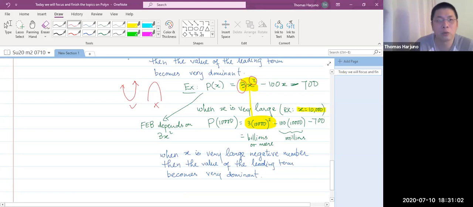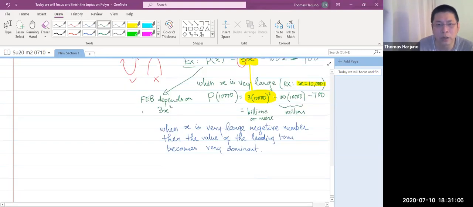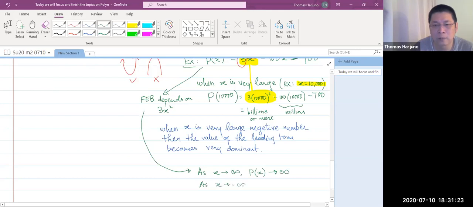Okay. In other words, borrowing these examples here, as x goes to infinity, the value of that polynomial will also go to infinity. As x goes to negative infinity, the polynomial also goes to negative infinity. I'm sorry, positive infinity.